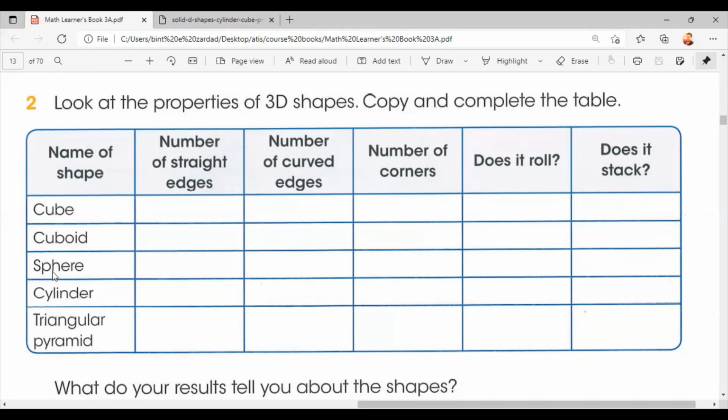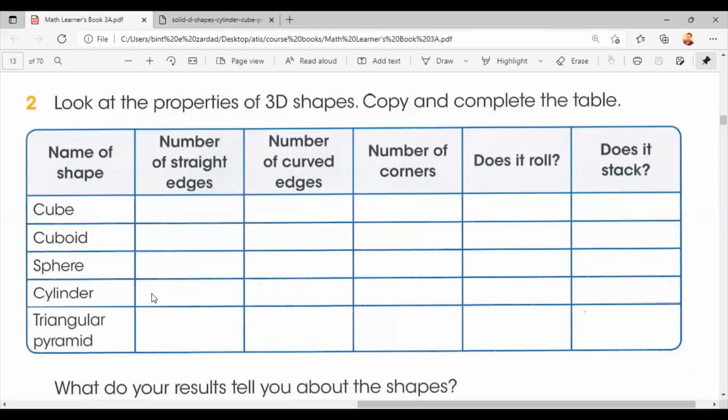What about sphere? Sphere is easy, because there isn't any straight edge. So 0, 0, 0. No corner, no curved edge, and no straight edge. Does it roll? Yeah, it's simple. It is a roll shape. And does it stick? No.